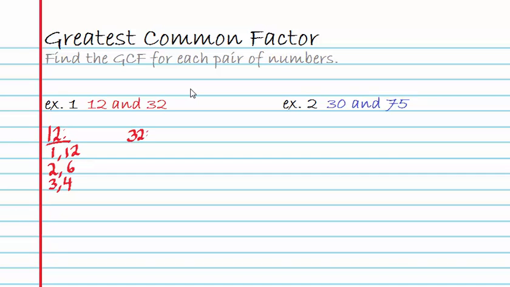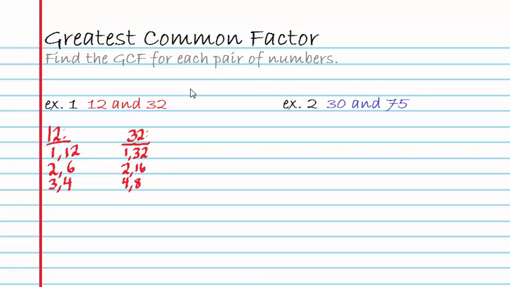So 32 might have a few more factors than 12. It's a little bit larger of a number, but we have 1 and 32. We have 2 and 16. And remember, we're looking for the largest common factor. 3 does not go into 32, but 4 does, 8 times. I'm going to try 5. 5 does not work. And 6 does not work either. So these are my 6 factors for 32.